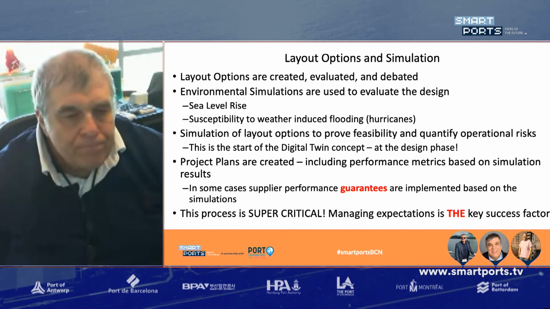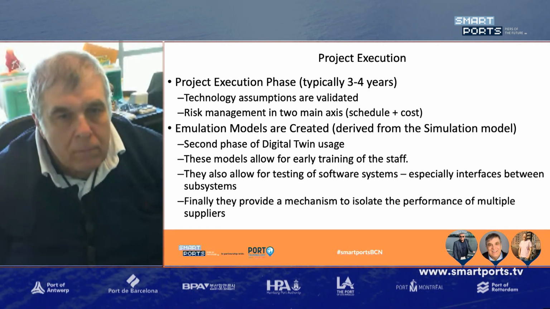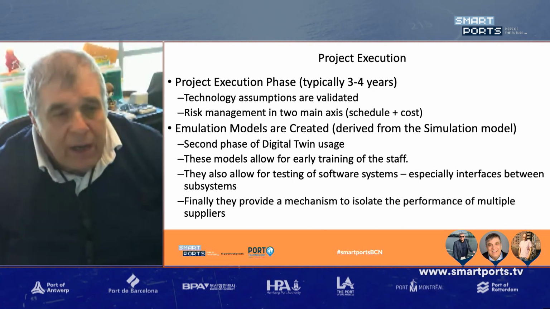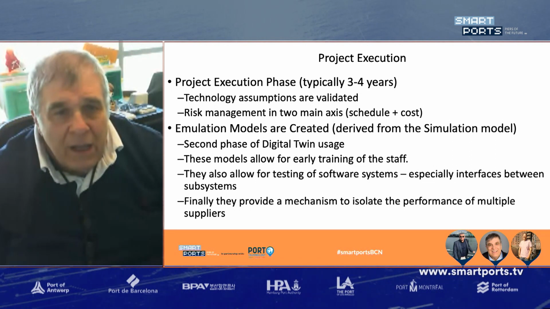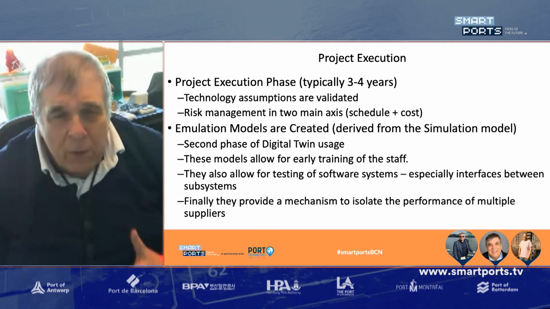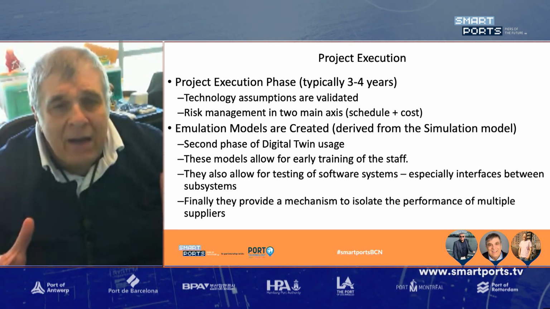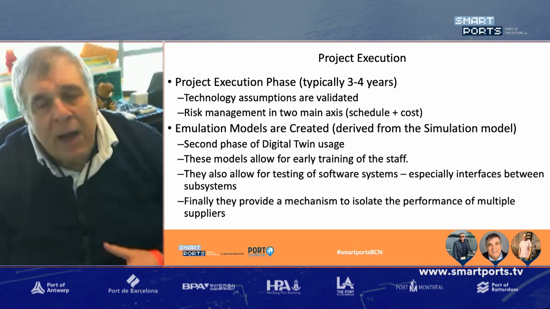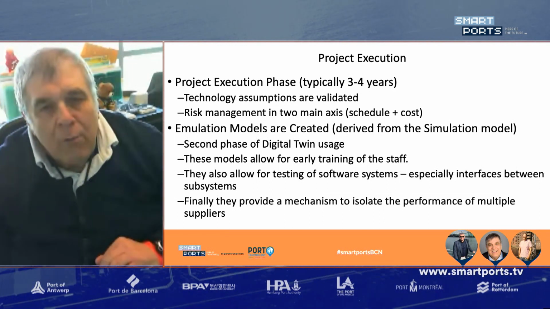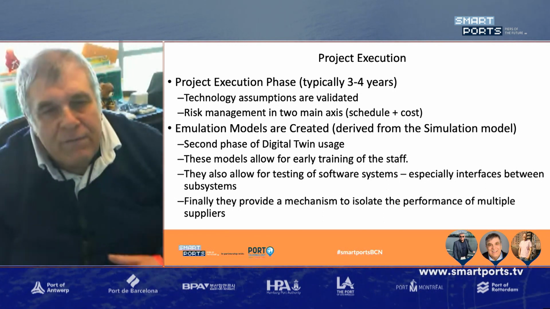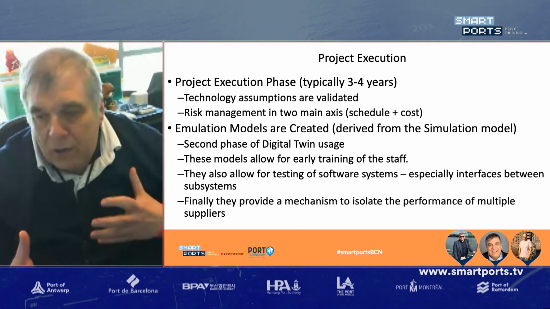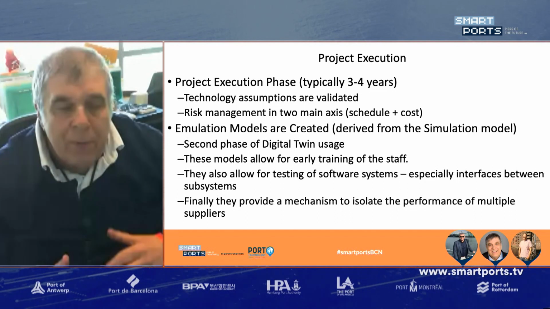Next slide. During the project execution phase, that's typically 3 to 4 years, technology risks are validated. We make sure that assumptions are validated. We manage risk in 2 dimensions, schedule and cost. The emulation models that are created during this process really create what I would call the second phase of digital twin usage. These models can be used to train staff in the early phases, so we can teach people visually how they're going to use the system.